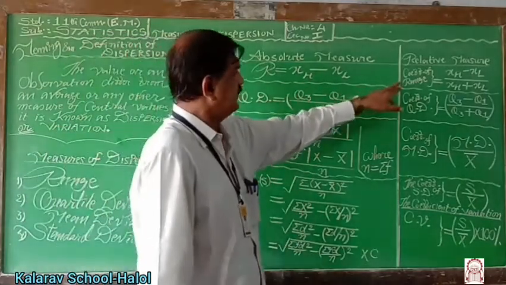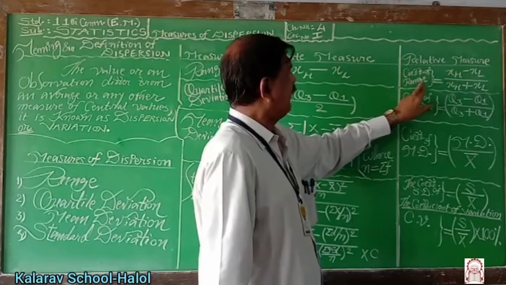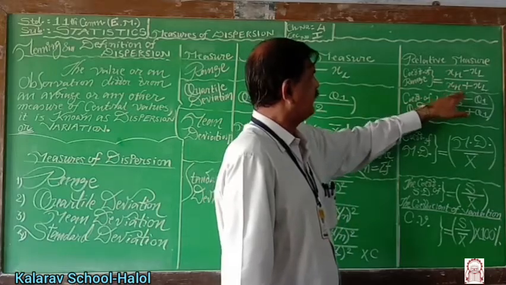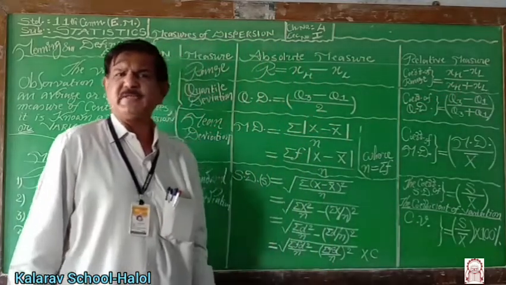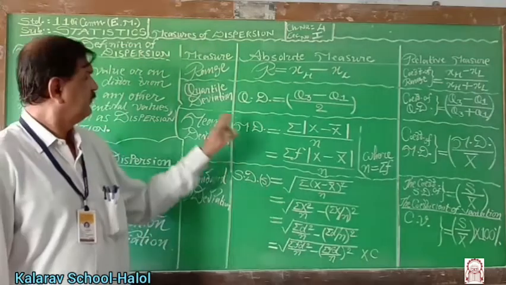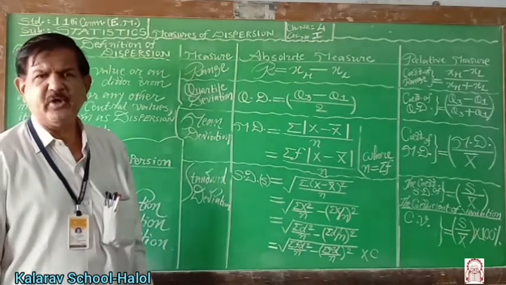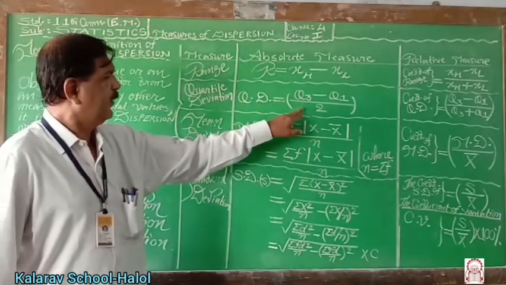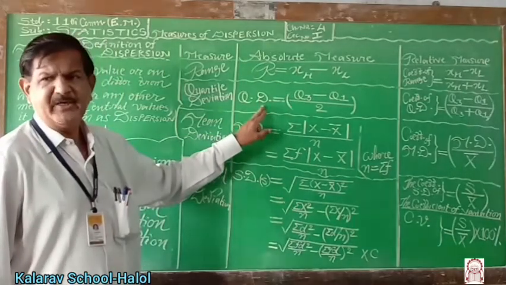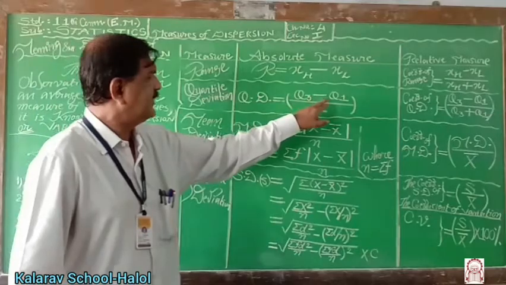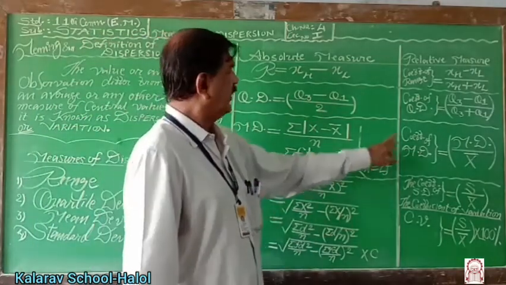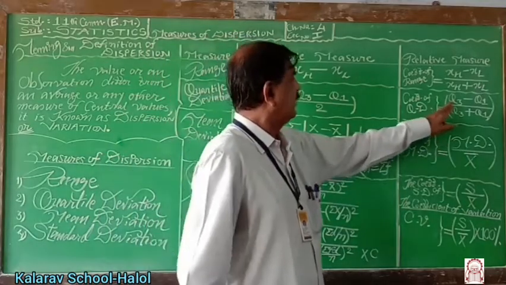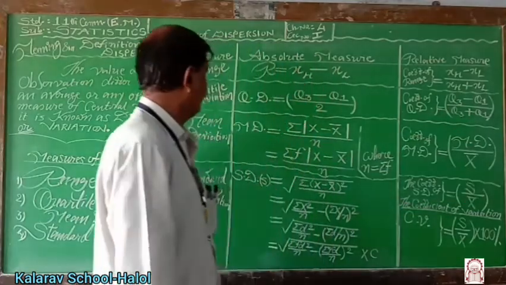The coefficient of range, a relative measure, is given by XH minus XL upon, in the denominator, XH plus XL. If you want to determine percentage, then it should be multiplied by 100. Then quartile deviation, also known as semi-interquartile range. QD is given by Q3 minus Q1 upon 2. And the coefficient of quartile deviation is given by Q3 minus Q1 upon Q3 plus Q1.